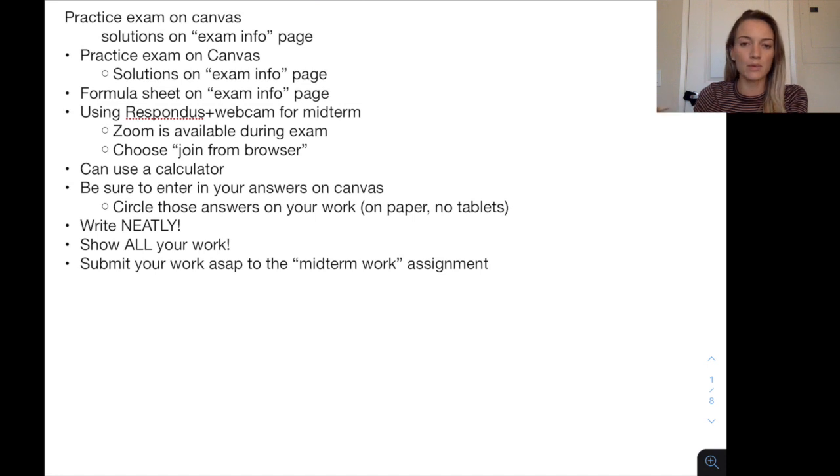So, for example, when you go into the exam, the first question will not be a real question. It will just be a text box with the formula sheet in it. So even if you don't take a formula sheet with you, the formula sheet will still be there. So you don't have to worry about that.